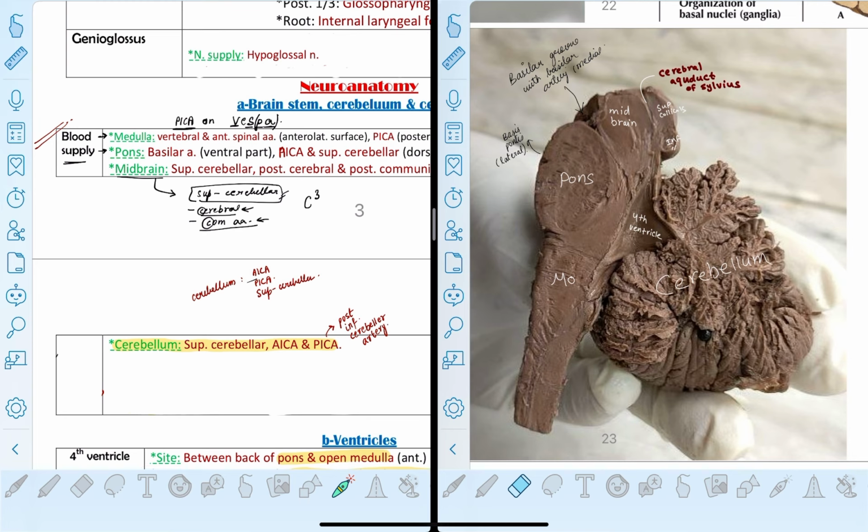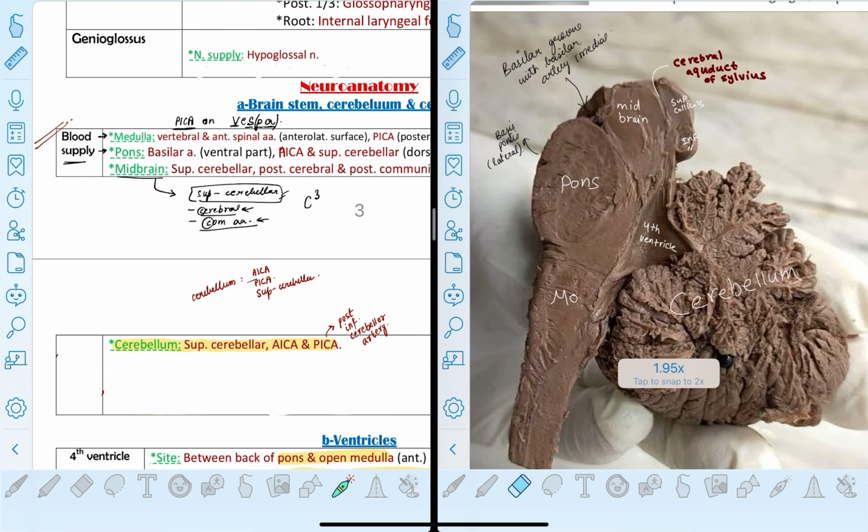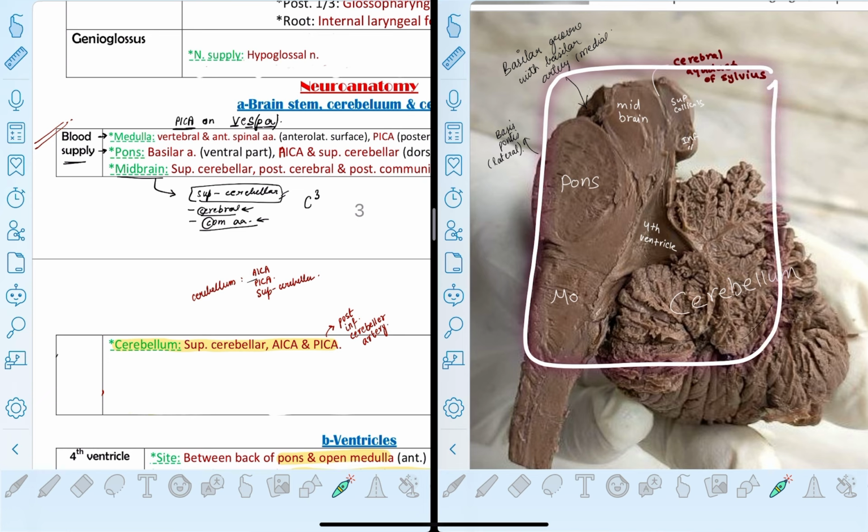Starting on, the first thing they can ask, they'll ask 4 things from either the medulla, pons or midbrain or cerebellum. The other parts were out of the syllabus of 197 batch. So if they ask this, they'll probably give this structure right here. Here is the midbrain, pons and medulla.